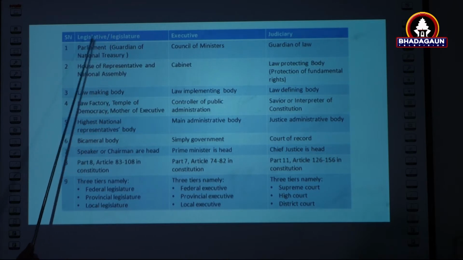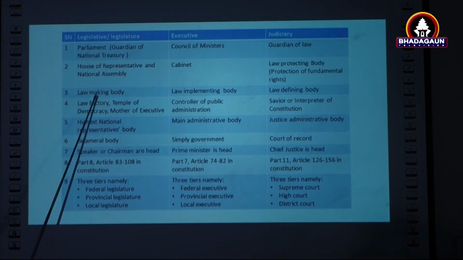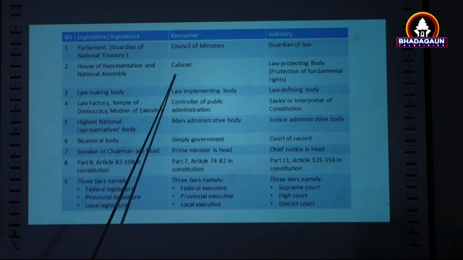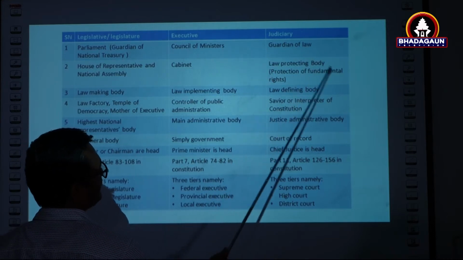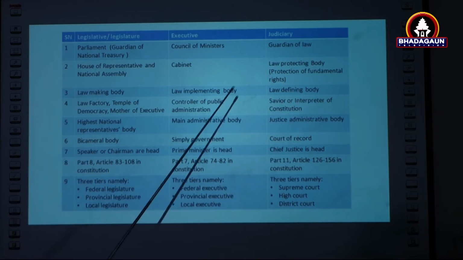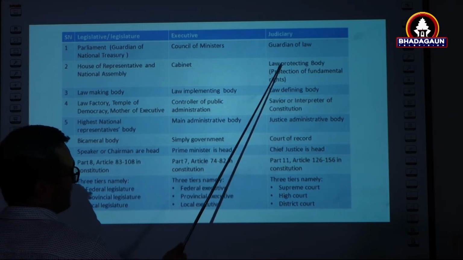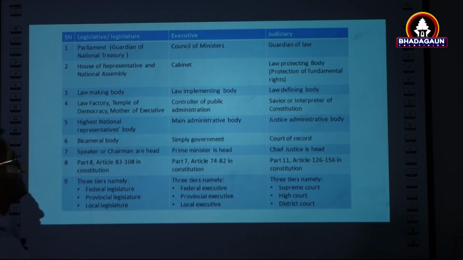It means legislature भन्ने बित्तिकै हामीले प्रतिनिधि सभा र राष्ट्रिय सभालाई बुझ्दछौं. र यसलाई क्याबिनेट, मन्त्री परिषद, law protecting body, कानुनको संरक्षण गर्ने, protection of fundamental rights. It means protection of fundamental rights means मौलिक अधिकारको संरक्षण गर्ने. Do you know how many fundamental rights are there in our present Constitution of Nepal? Any guess? 31. Yes, you are right.